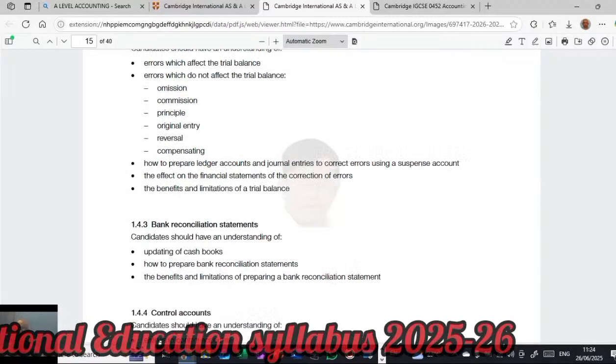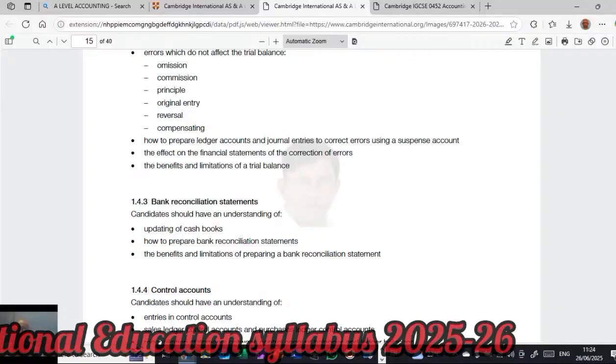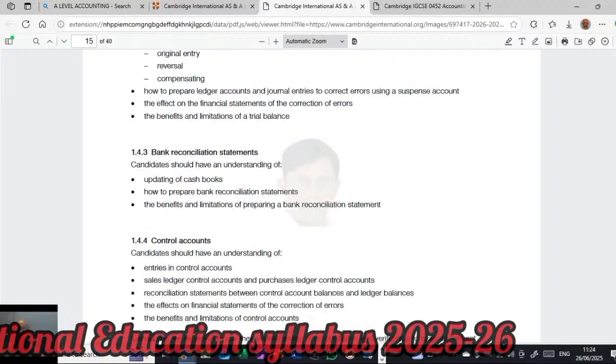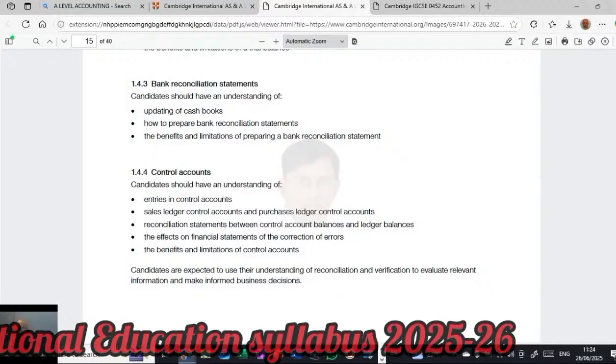Then we learn the bank reconciliation statement, which involves understanding cash books, how to prepare a bank reconciliation statement, and the benefits and limitations of preparing one. Then control accounts. Candidates should understand entries in control accounts, sales ledger control accounts and purchase ledger control accounts, reconciliation statements between control account balances and ledger balances, the effect on financial statements of the correction of errors, and the benefits and limitations of control accounts. Candidates are expected to use their understanding of reconciliation and verification to provide relevant information and make informed business decisions.